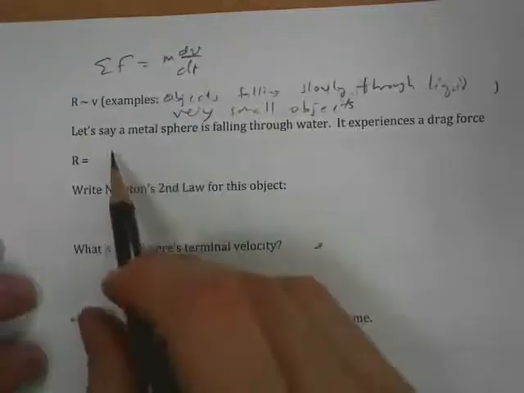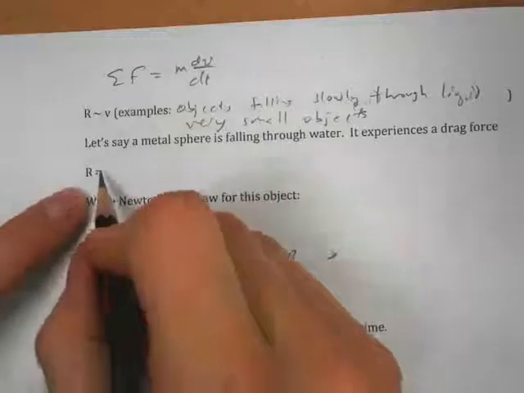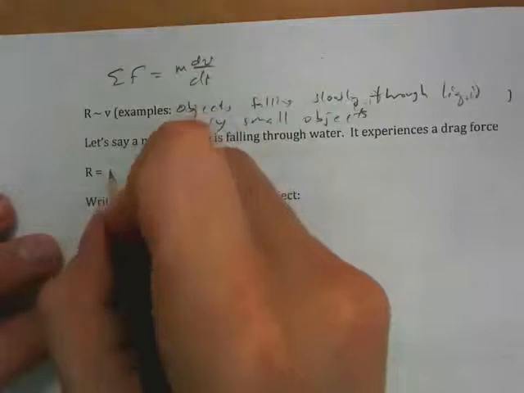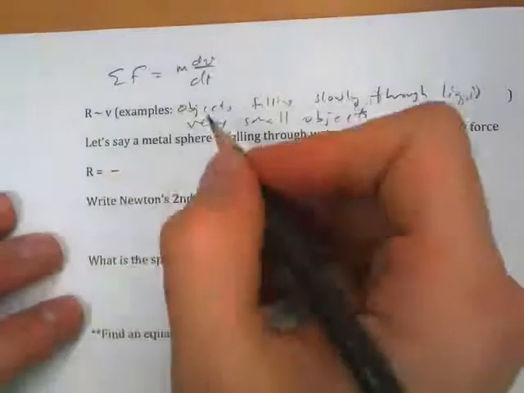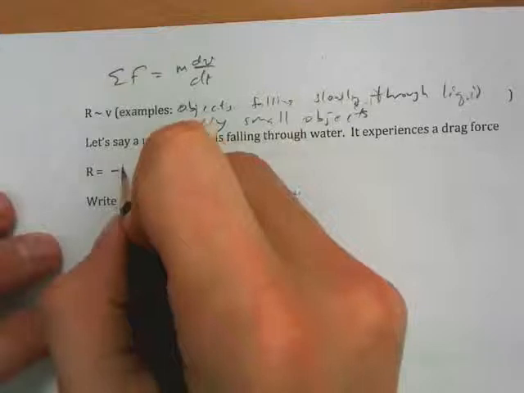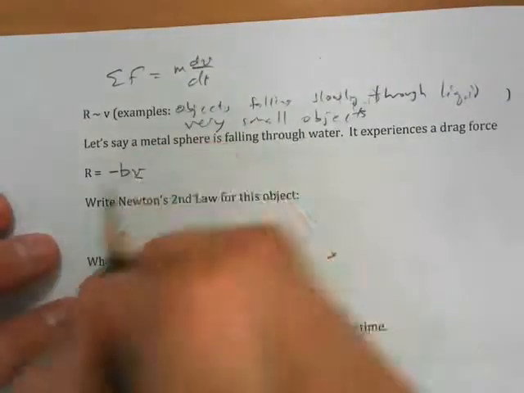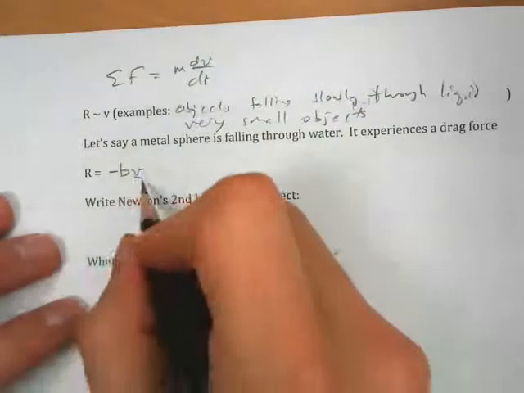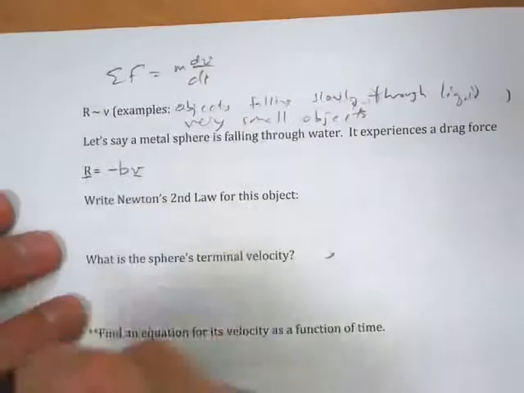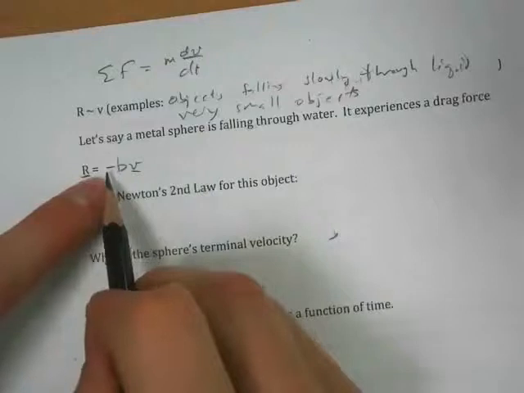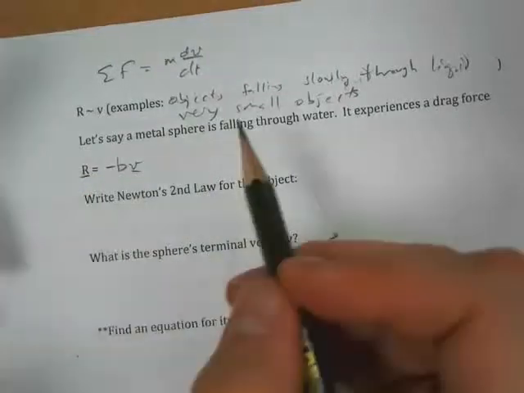Now, if it's proportional to velocity and it opposes motion, the way we quantify that is we say it's negative, some kind of constant of proportionality. The book calls it b, so I'll call it b times the velocity vector. And I underline it to indicate that it's a vector. This resistive force is also a vector. And the negative tells you that that force is in the direction opposite of velocity.